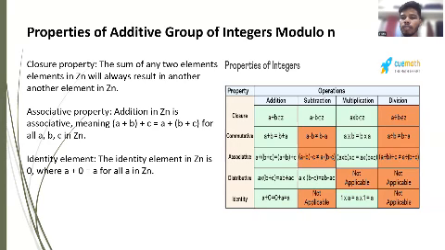The distributive property: a times (b + c) is equal to ab + ac. In subtraction, a times (b - c) is equal to ab - ac. For multiplication and division, the distributive property is not applicable. The identity property in addition: a + 0 is equal to a, and 0 + a is equal to a. For subtraction, the identity property does not apply. For multiplication, 1 times a is equal to a times 1, which equals a. That is all about the multiplication operation related to the identity property.